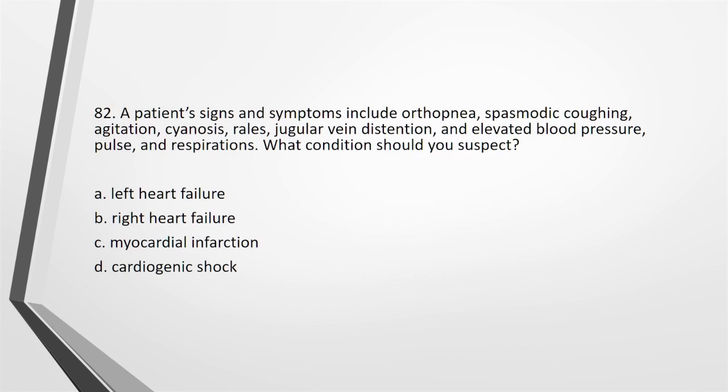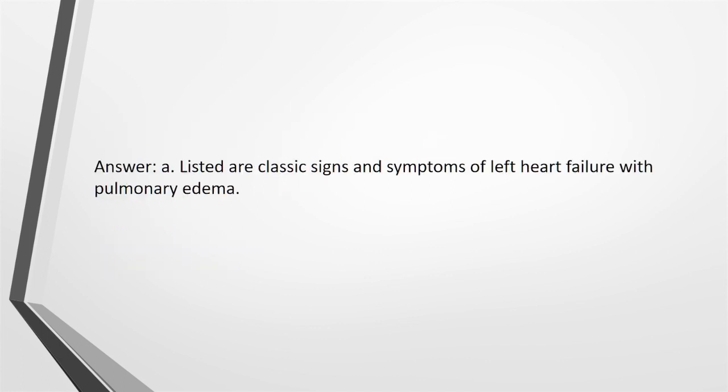viable rhythm. 82. A patient's signs and symptoms include orthopnea, spasmodic coughing, agitation, cyanosis, rales, jugular vein distension, and elevated blood pressure, pulse, and respirations. What condition should you suspect? A. Left heart failure. B. Right heart failure. C. Myocardial infarction. D. Cardiogenic shock. Answer. A. Listed are classic signs and symptoms of left heart failure with pulmonary edema.